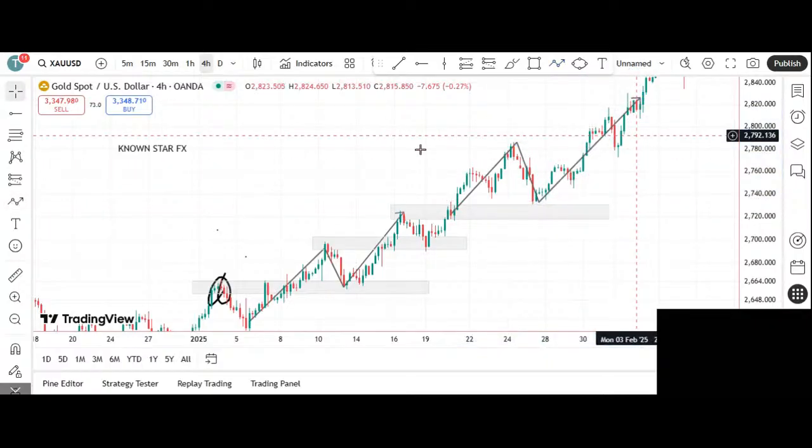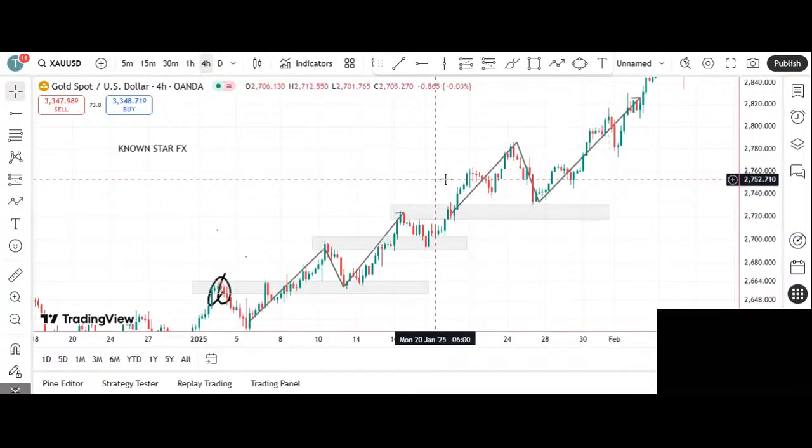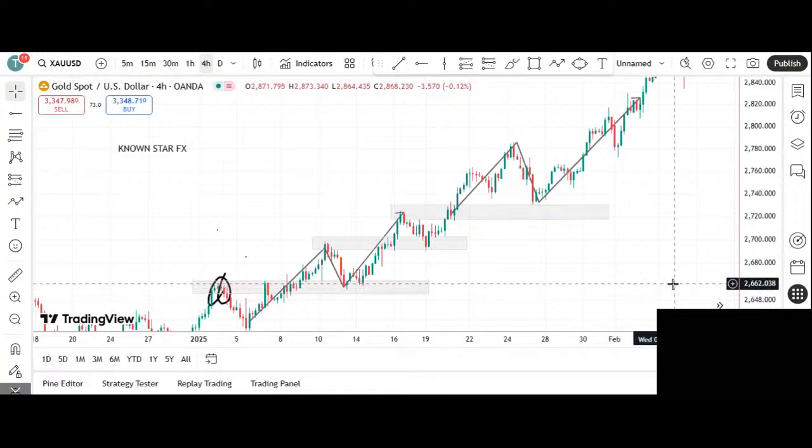So this is just the simple analysis behind how to identify your support and your resistance level. This is simply how to identify your support and your resistance level.